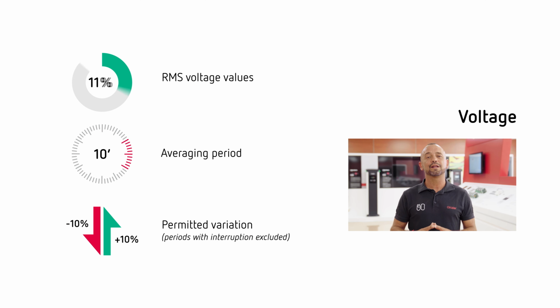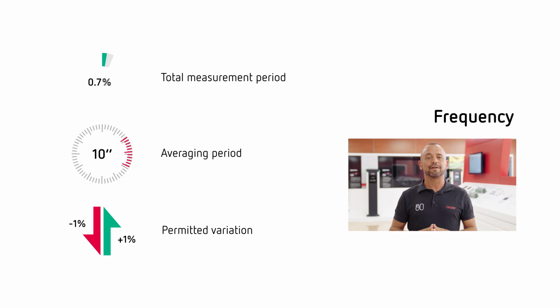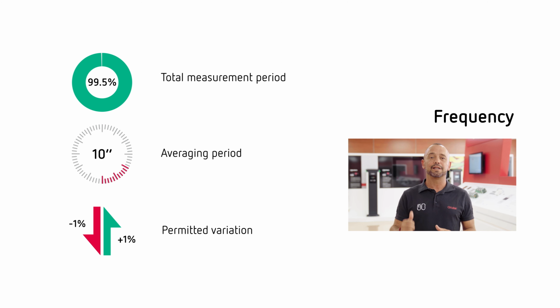For example, 95% of the effective voltage values averaged over 10 minutes must not vary by more than plus or minus 10%, excluding periods with interruption. The allowed variation for frequency measured every 10 seconds is plus or minus 1% during 99.5% of the period and plus 4–6% during 100% of the period.